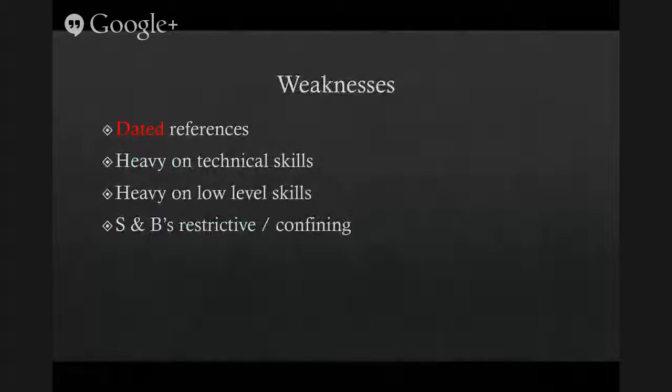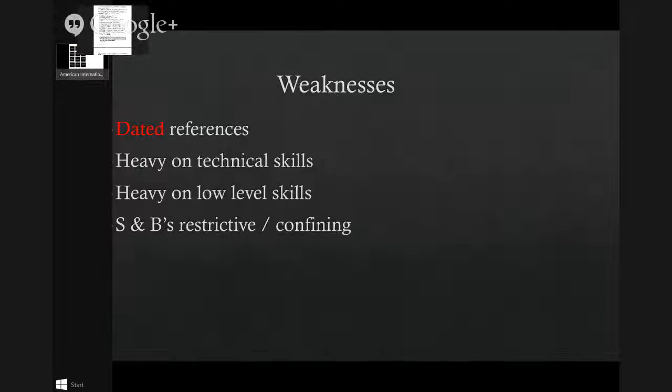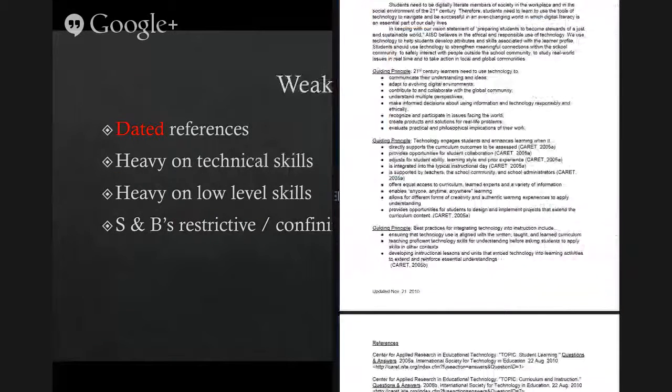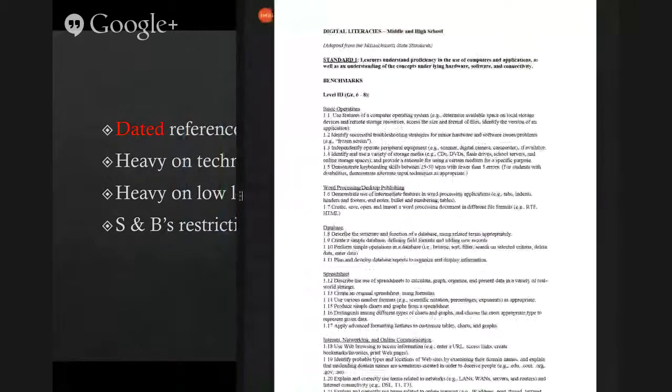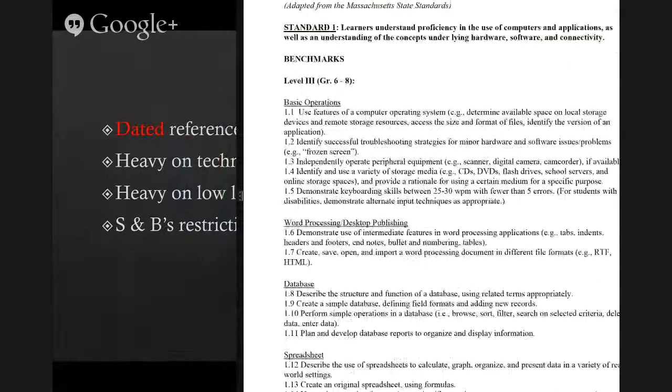Some of the weaknesses that I found are that there are dated references within the actual documents here. As you notice in the standards and the benchmarks, if we zoom in a little bit here, you'll notice there are references to things that we don't really use anymore, like CDs.